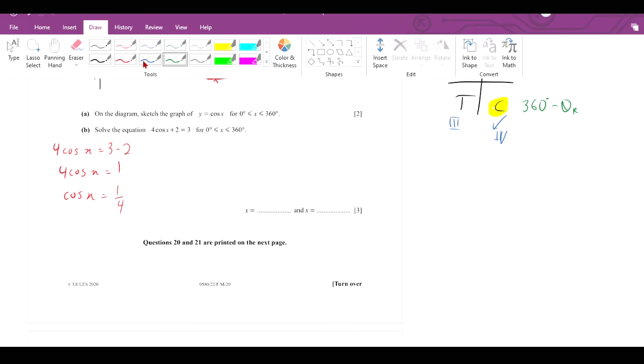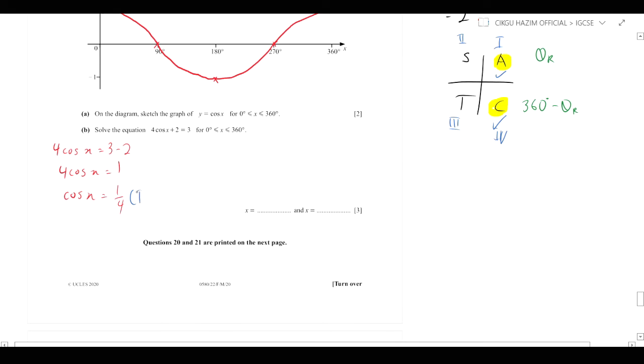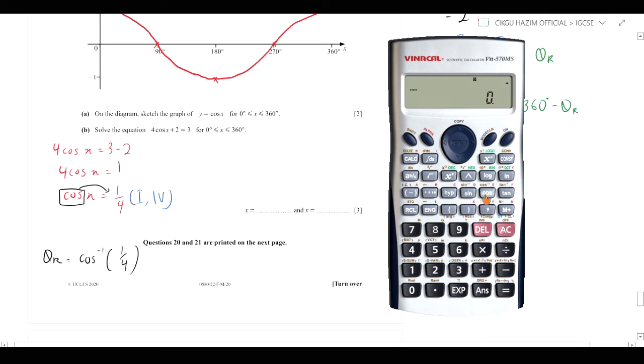How to find the reference angle? We already know it must be quadrant 1 and quadrant 4. To find the reference angle, you move cos to the right side: cos to the power negative 1 of 1 over 4. In your calculator, above the cos is cos to the power -1. Press shift cos, then put 1 over 4, close the bracket. What you get is 75.52 degrees.